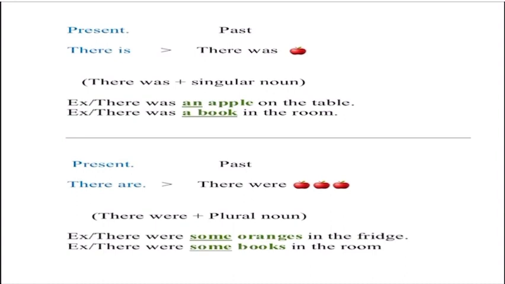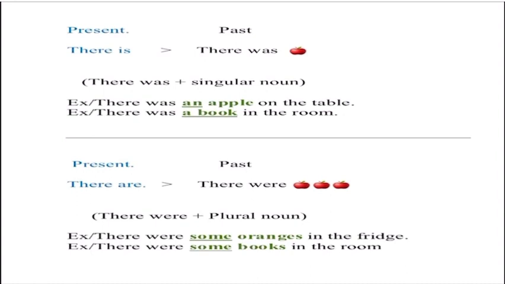What about more than one thing? We have there are. We will change it to there were for talking about the past. There were plus a plural noun. Plural noun means that the noun must have s with it. There were some oranges in the fridge.